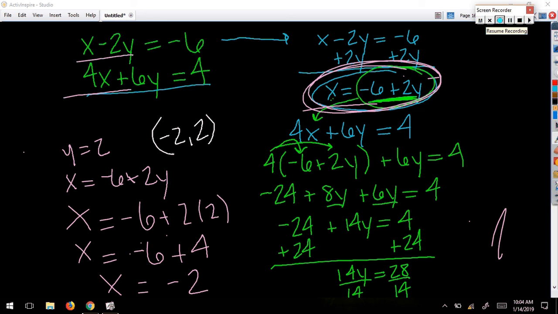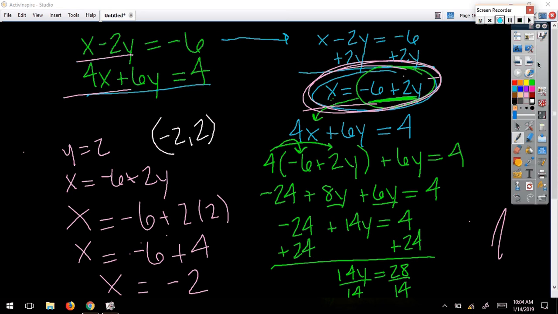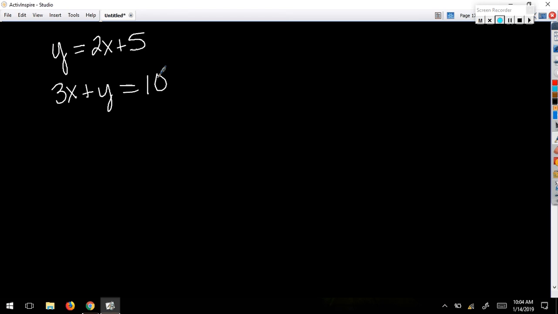Do we have to graph this one? No. Some of yours will be graphing and some of them will be algebraically. This is algebraically. All right, let's do another. Let's say y equals 2x plus 5 and 3x plus y equals 10. Wait, what about elimination? We're not doing that today.